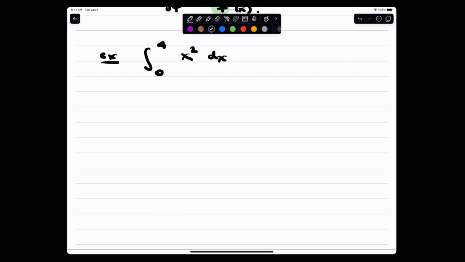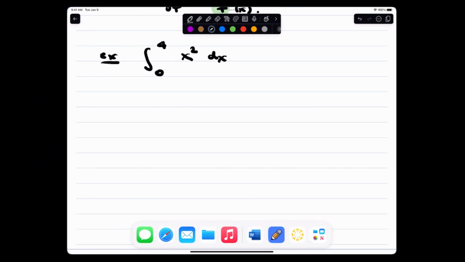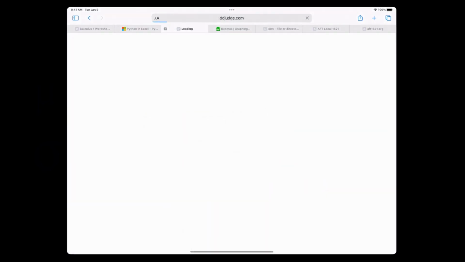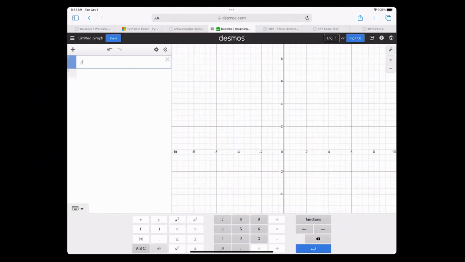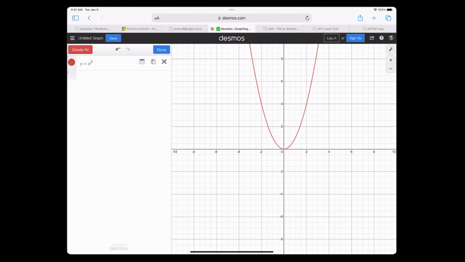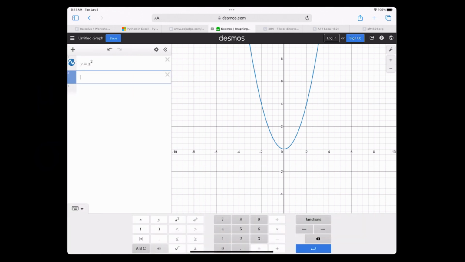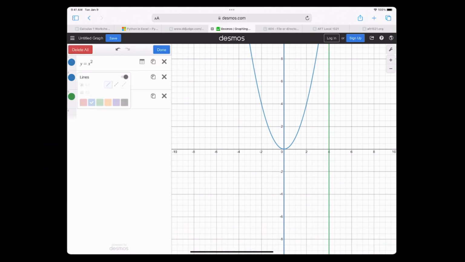So, I mean, I could go to Desmos. Where's Desmos? Y equals x squared, blue. Okay? And then I'll say x equals 0. Okay, x equals what? 4. And let's put these, these are going to be our lower limits.